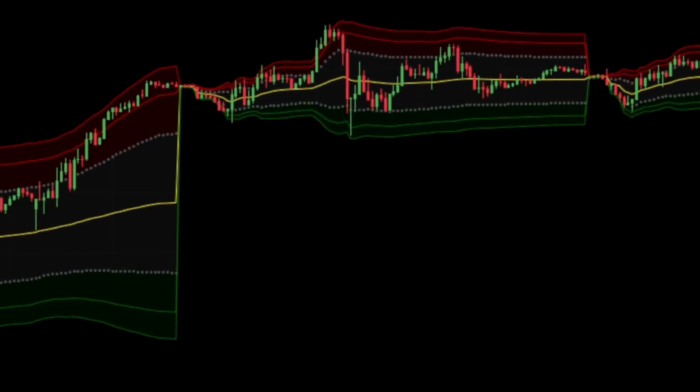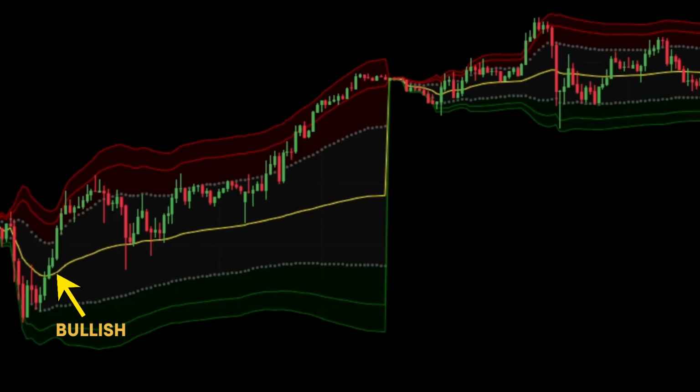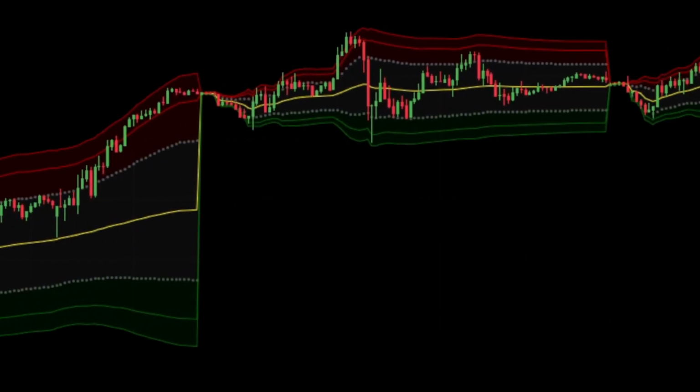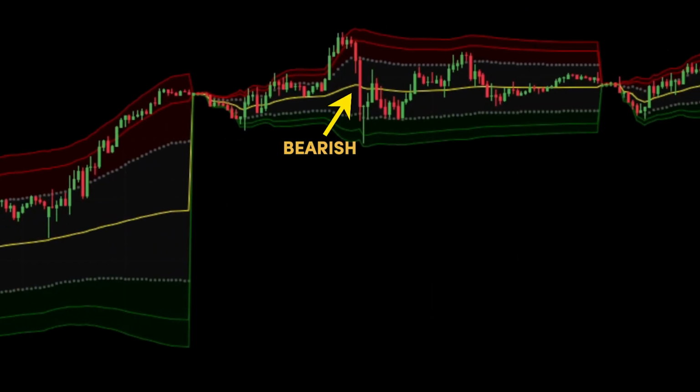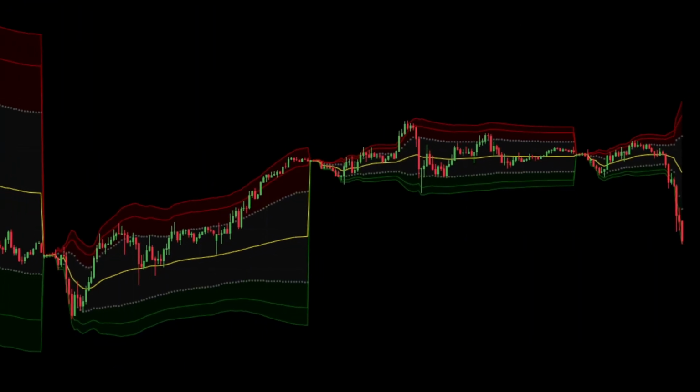The Vwap line will function as a trend guide in the market. If the price candlestick crosses or closes above the Vwap line, it is a sign of a bullish trend. On the other hand, if the price candlestick crosses or closes below the Vwap line, it is a sign of a bearish trend.